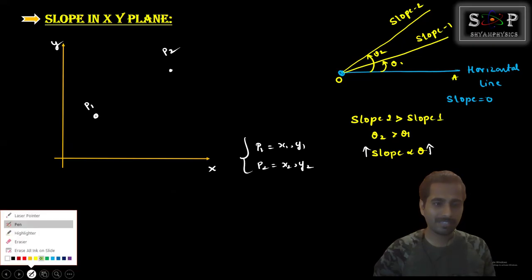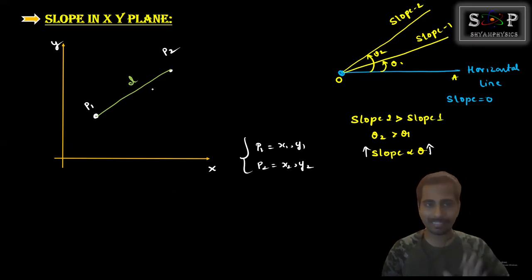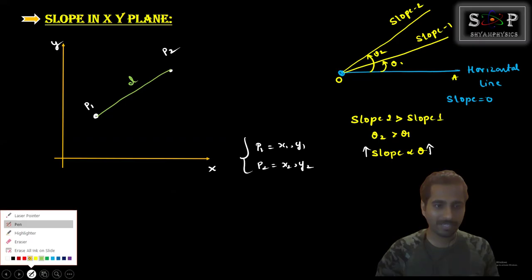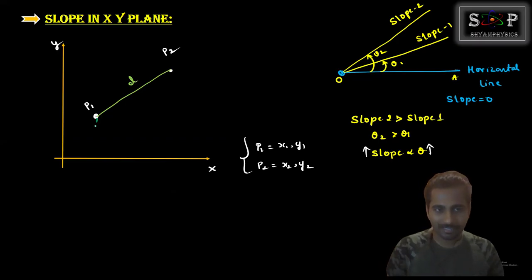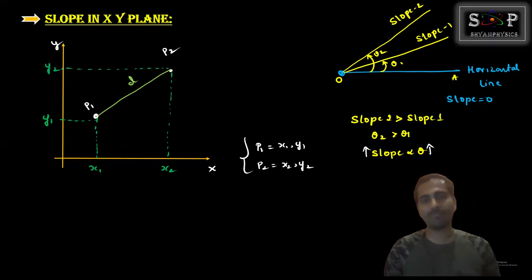If these two points are joined by a line, the distance between the two positions is called the distance. Now P1 is located at this point on the x-axis, which we can call x1. Along the y-axis it is located here, which we can call y1. P2 is located on the x-axis somewhere else, called x2, and on the y-axis we can call this position y2.